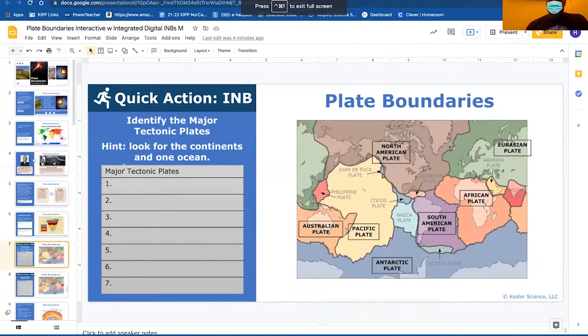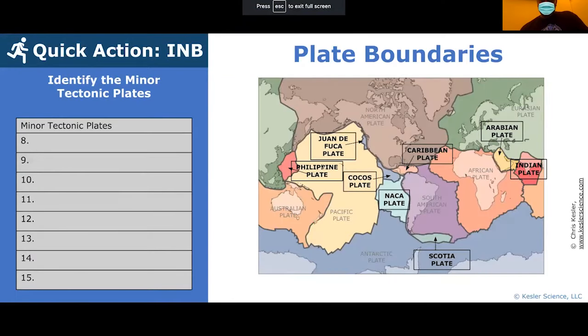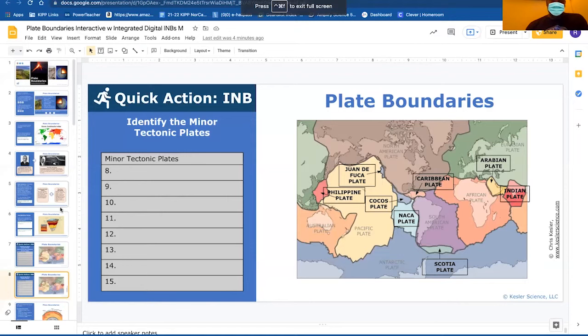That is pretty self-explanatory. Then on the next slide, there are some smaller plates. If you look and see where those are, here they are: the Philippine plate, Juan de Fuca plate, Cocos plate, Nazca plate, Scotia plate, Caribbean plate, the Arabian plate, and the Indian plate. So you've got the large continental plates, then you've got these smaller ones. Get those answers in there and just be aware that there are major and minor plates.